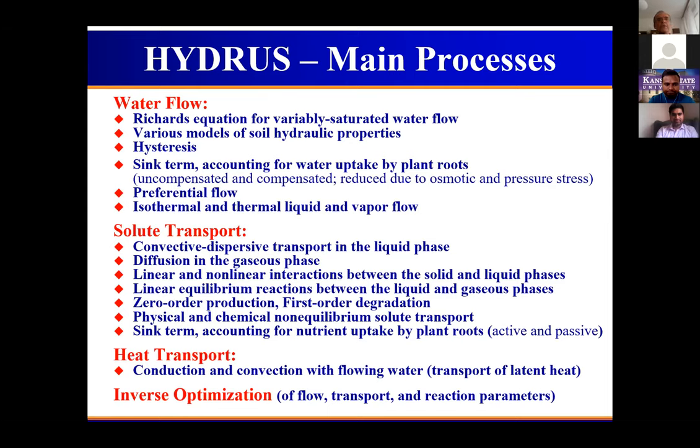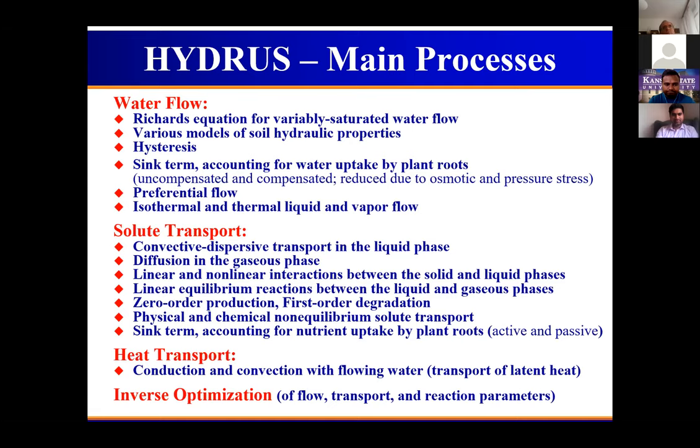And we also have tools to deal with both isothermal and thermal, liquid and vapor flow, and all these various interactions between these processes. In terms of solute transport, we try to write it in a relatively general way. So the software can be used for many different chemicals. And so we consider convective-dispersive transport in the liquid phase, diffusive transport in the gas phase. So that gives us the opportunity to simulate volatile chemicals. And then we have many different linear, nonlinear, equilibrium, non-equilibrium interactions with the solid phase. So that also adds a lot of flexibility. And then we also consider various reactions. But still, that may be limited.